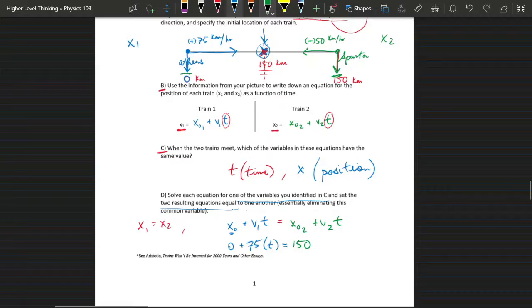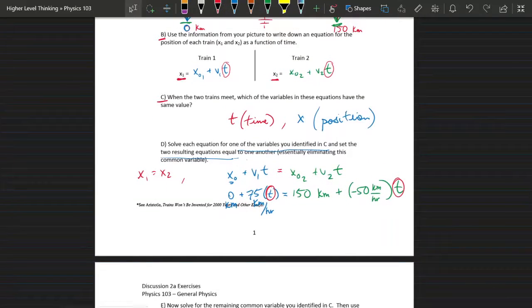Let me just add in the units really quick. So we know that's kilometers per hour, it's a velocity. That's kilometers, the starting position, 150 kilometers, plus the velocity, and here is negative 50 kilometers an hour. And that's because it's heading to the left, as well as the time. So again, the time here is equivalent to the time here. So let's go ahead and simplify this expression and see what we come up with.